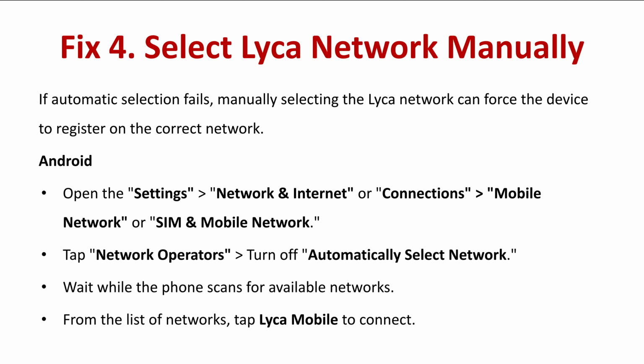If automatic selection fails, manually selecting the Lyca network can force the device to register on the correct network. In Android, go to settings, then network and internet, then connections or mobile networks or SIM card and mobile networks. Tap network operator, turn off automatically select network. Wait while the phone scans for available networks. From the list of networks, tap Lyca mobile to connect.